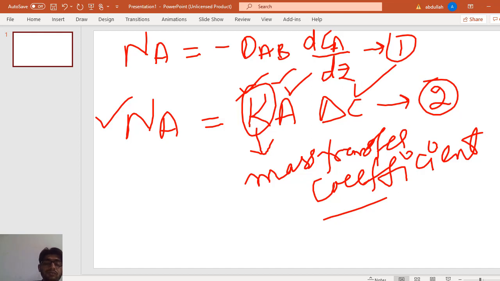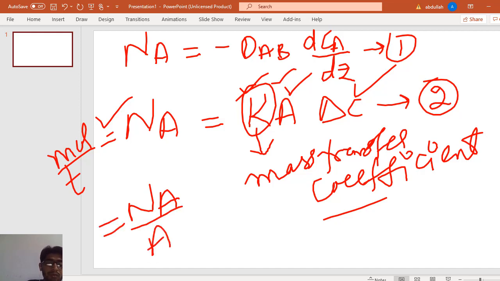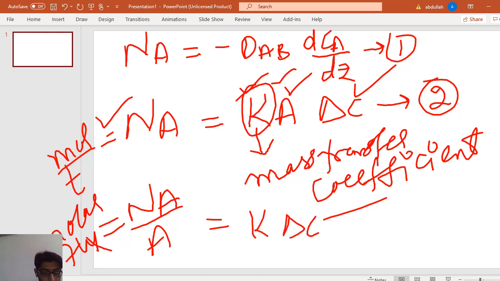Now this is the molar rate, this is the moles per unit time. So the molar rate when divided by A, we will get the molar flux, which will be equal to K into change in concentration. So the molar flux is equal to K, the mass transfer coefficient, into the concentration gradient. Similarly, the molar flux in this case is DAB dCA by dZ.